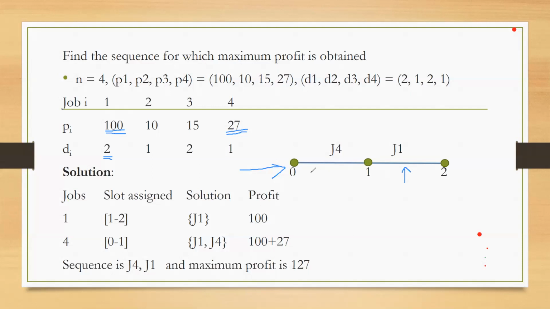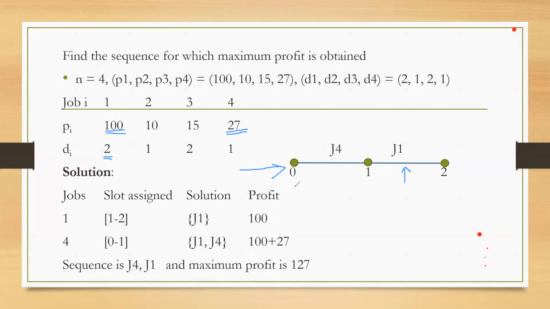Now both the slots, 0 to 1 and 1 to 2, are assigned. There are no more free slots. So we say that this job processing is done. Now, what is the total profit? Total profit is 100 plus 27, which is 127. So 127 is the profit.